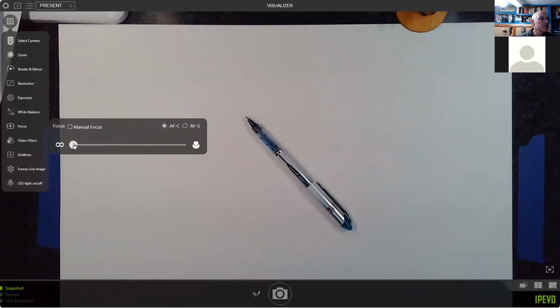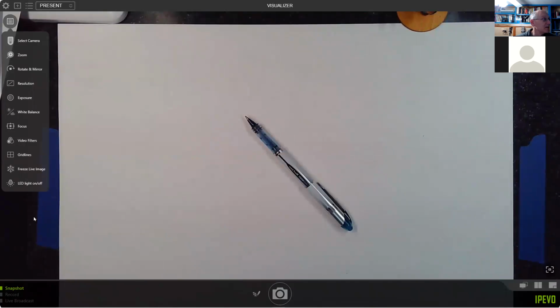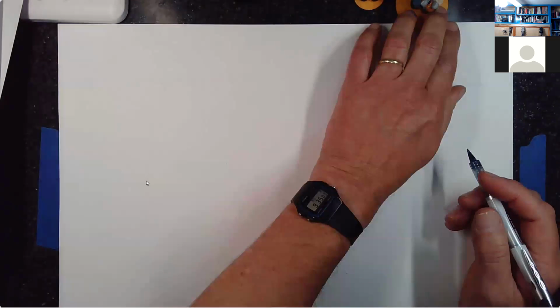The software for this thing changed with no notification, and it's taken on a completely different look in the last couple of weeks. Okay, go on to there. All right. Hopefully you can see this.